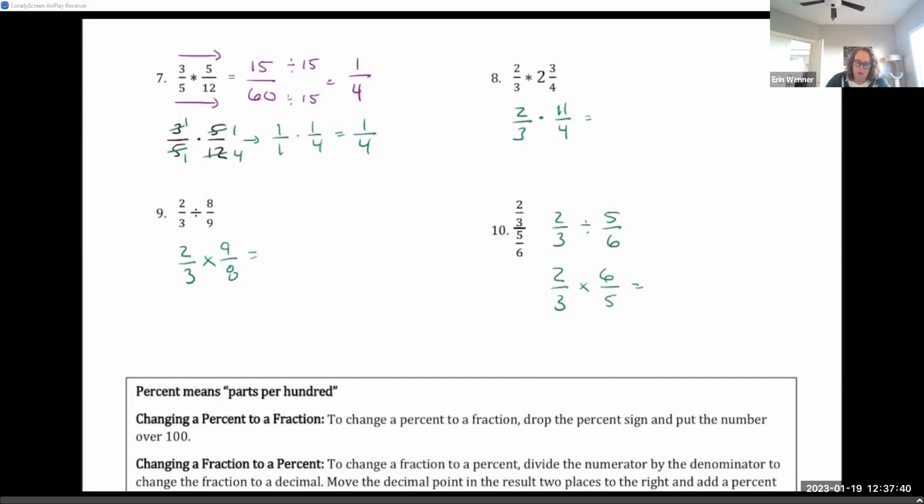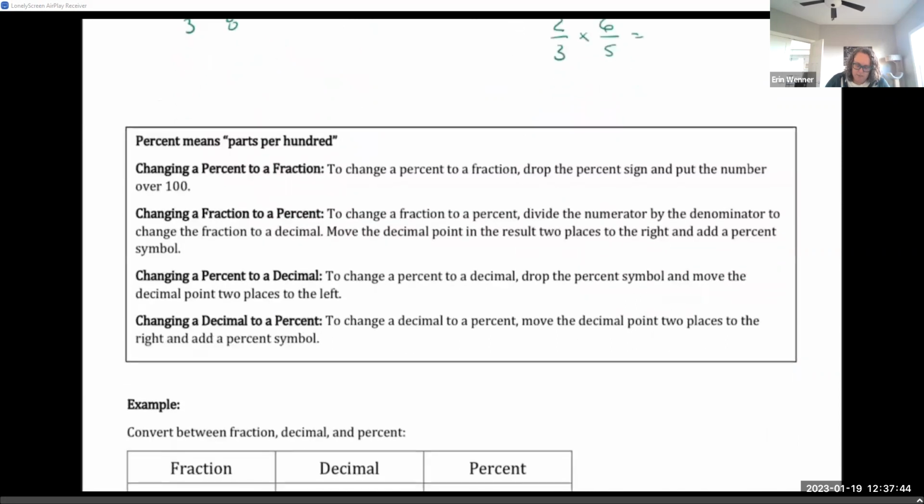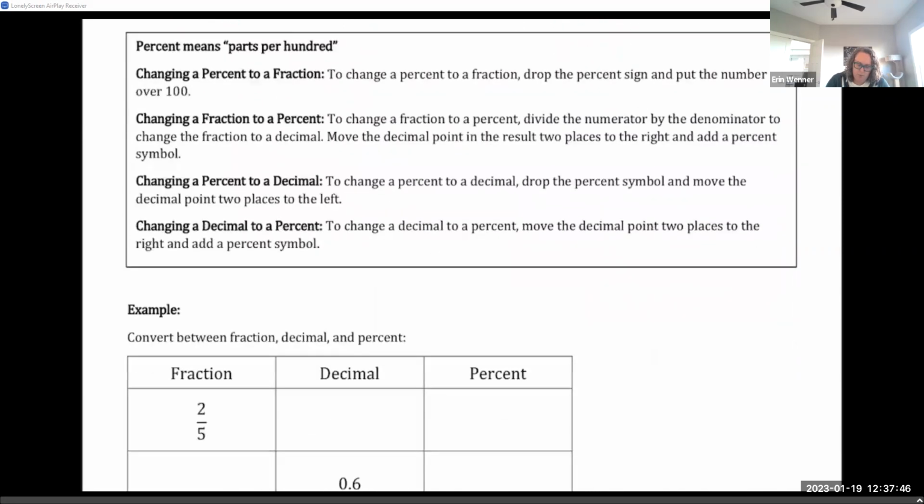Okay. So the last thing I want to talk about is converting between fractions, decimals, and percents. So a percent means parts per 100. So to change a percent to a fraction, you're going to drop the percent sign and put the number over 100, and then reduce, if possible.